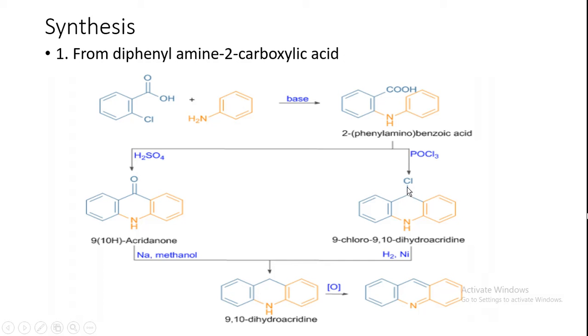Okay, or you can go like this. H2SO4 you react, so cyclization will take place to give 9-10H acridanone. So 9, this is 10H. Why 10H? Because at the 10 position one hydrogen is extra. So this is one C double bond O group. Okay, so it is acridanone. Okay, so here you will get 9-chloro-9,10-dihydroacridine.